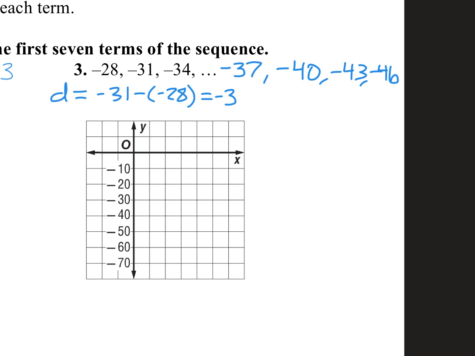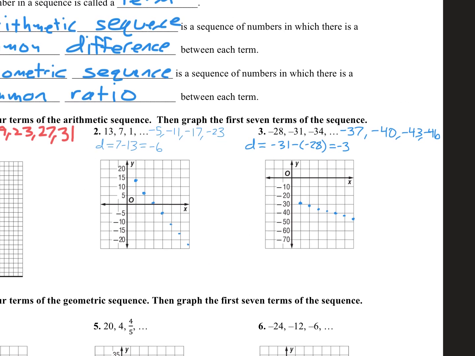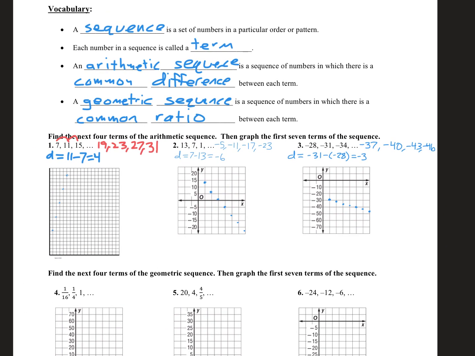First one is at 1, negative 28, 2, negative 31, 3, negative 34, 4, negative 37, 5, negative 40, 6, negative 43, and 7, negative 46. All right, so what I want you to notice is that when you graph the terms of an arithmetic sequence, it looks linear. So the terms of an arithmetic sequence follow a linear trend.